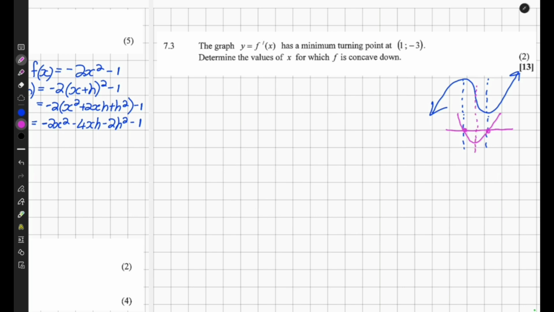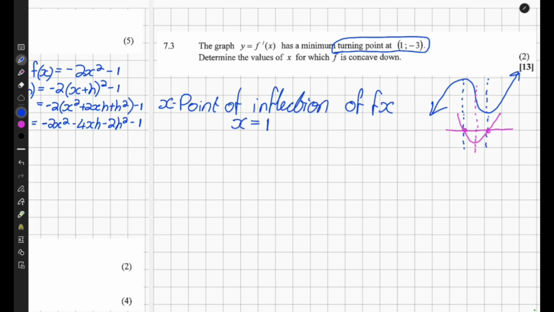Okay, so many things to take in. But the thing that you need to know is if they tell me the minimum turning point of the parabola is that, then I know that correlates with the point of inflection. And the point of inflection is always where it goes from concave up to concave down. And to answer this question, I will tell them I know the x value of the point of inflection of the original is where x is equal to 1. Now, if I look at my sketch, why did I draw a happy parabola? Because they said the minimum value of the derivative.